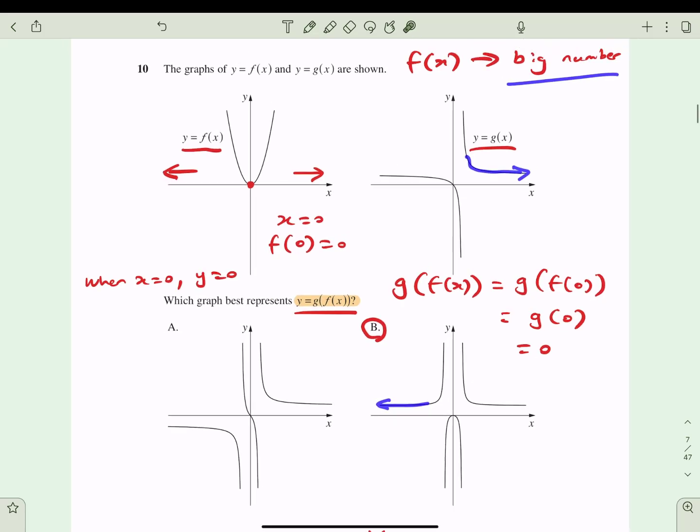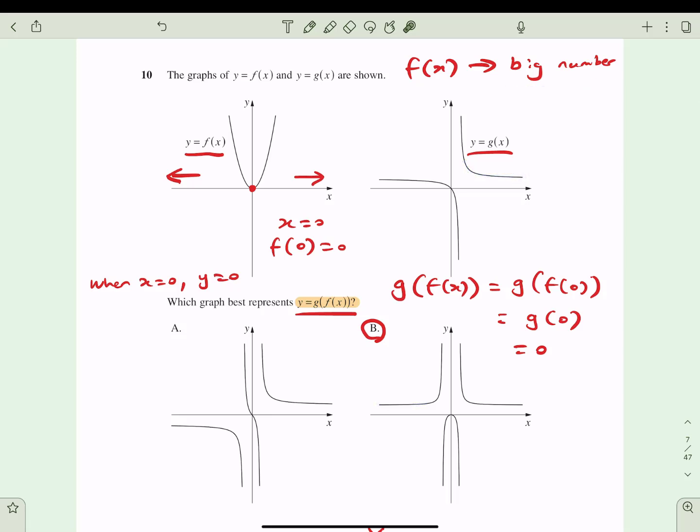Okay, so therefore, the key takeaway from question 10 is that my final solution, my composite function, is actually an even function, right? As you guys can see from graph B, it's actually even, okay? Symmetrical about the y-axis. But that's it for question 10. Overall, a pretty tricky question.